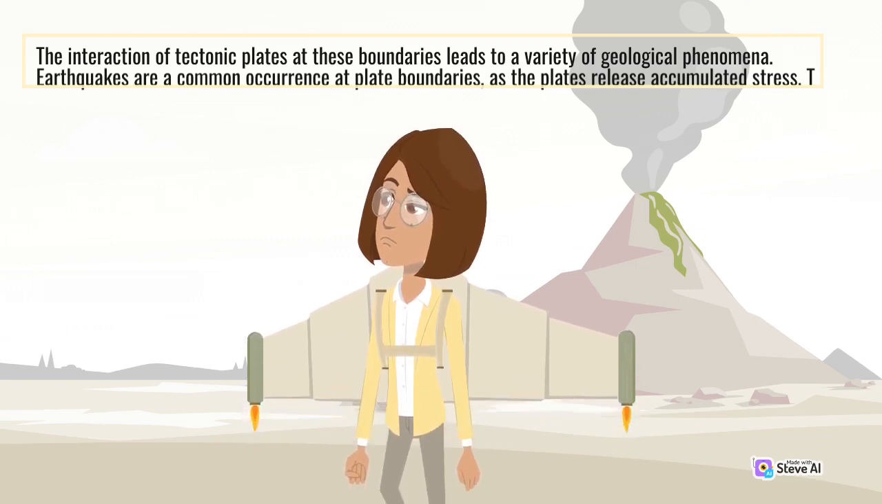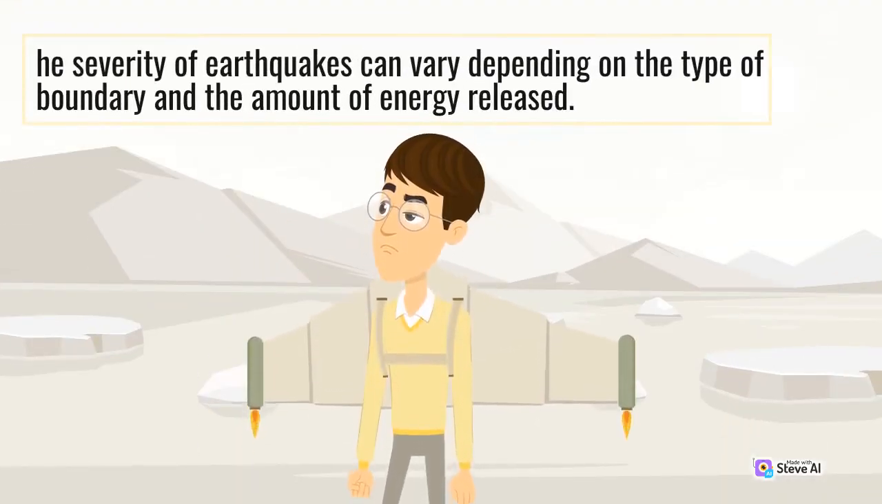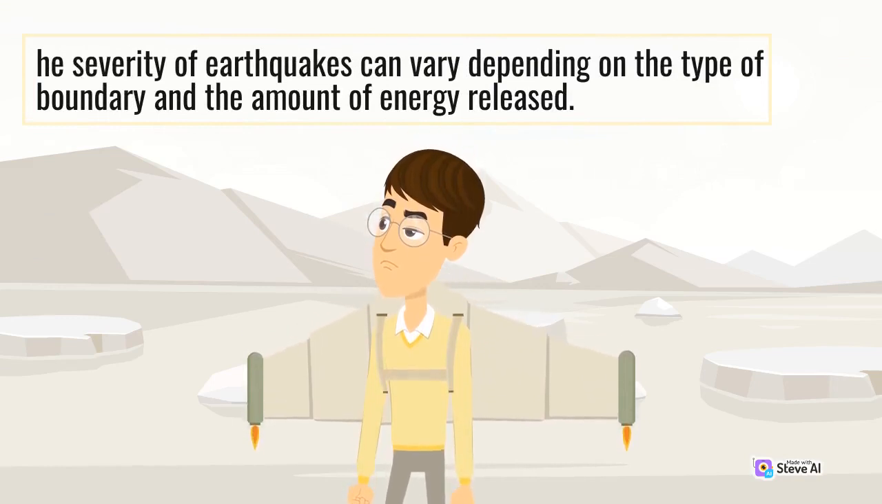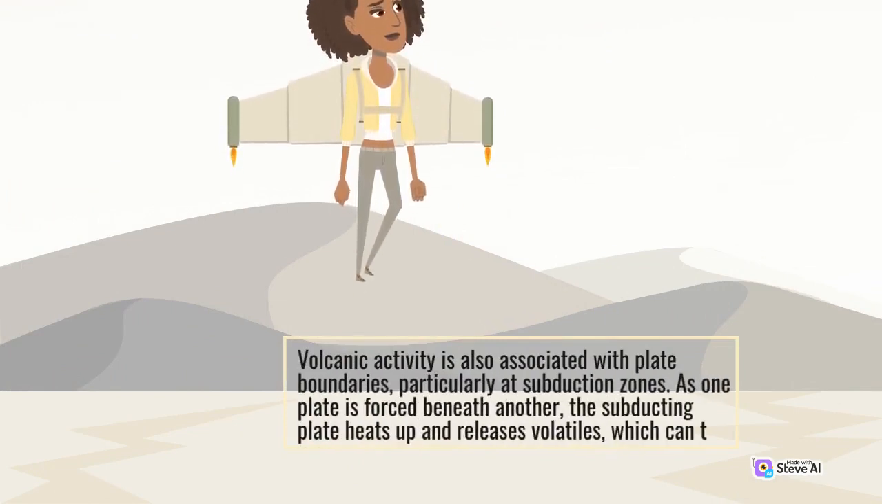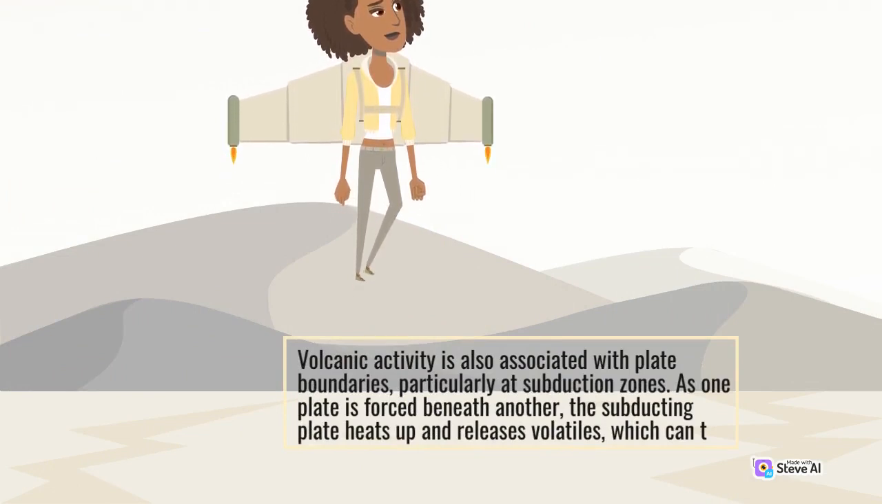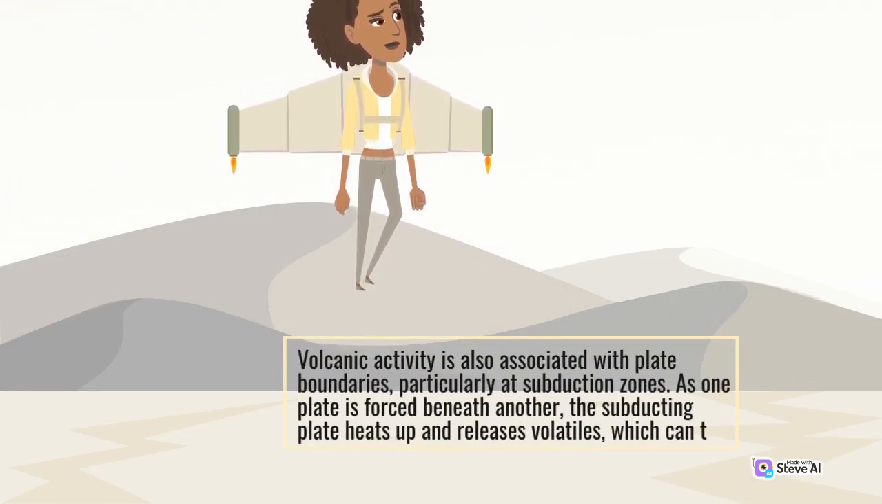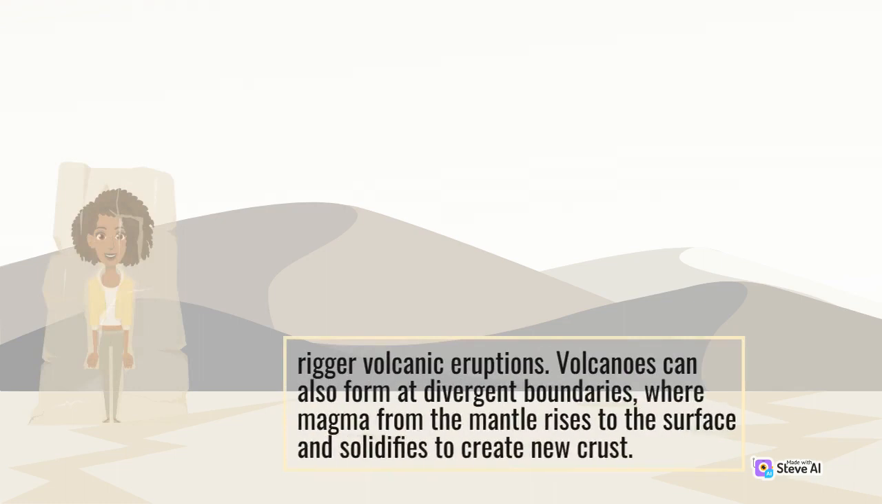The severity of earthquakes can vary depending on the type of boundary and the amount of energy released. Volcanic activity is also associated with plate boundaries, particularly at subduction zones. As one plate is forced beneath another, the subducting plate heats up and releases volatiles, which can trigger volcanic eruptions. Volcanoes can also form at divergent boundaries, where magma from the mantle rises to the surface and solidifies to create new crust.